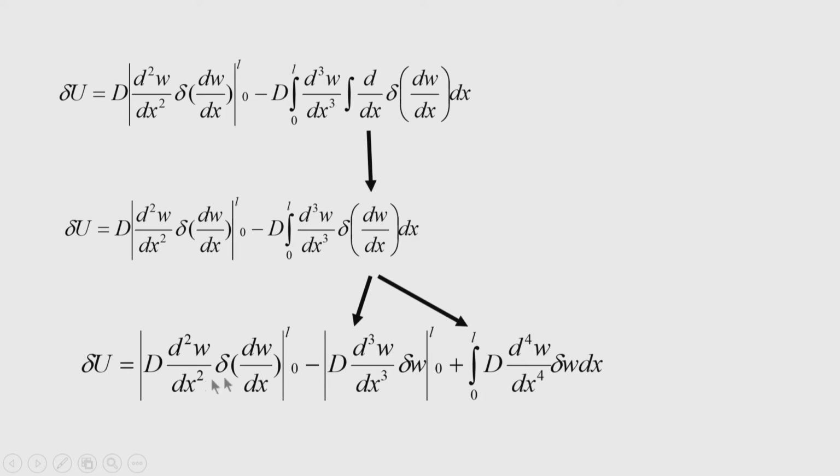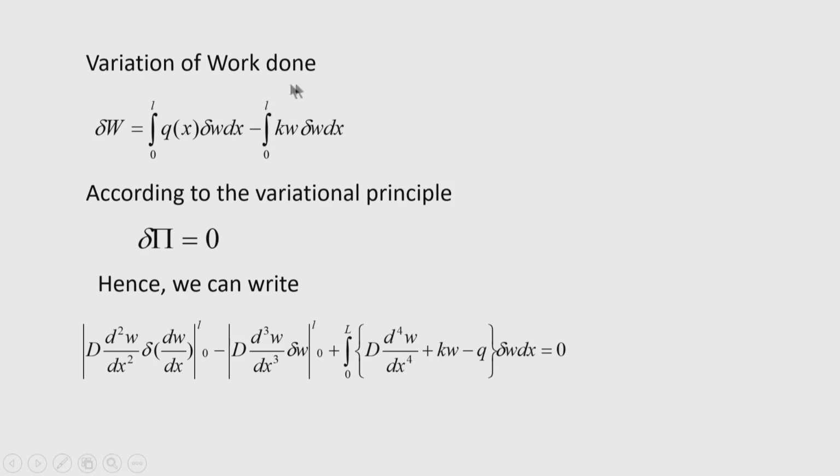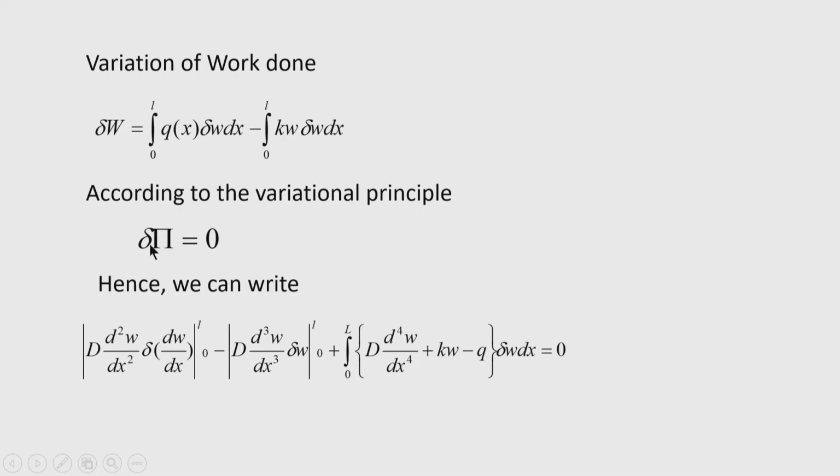So, we arrived up to this. So, del u is completed, then the variation of work done is calculated, del w equal to integral of q x del w dx, and it is a very simple thing. You can say half k w square. When it is operated with delta, it becomes k w into del w, and dx is already there in the integration.